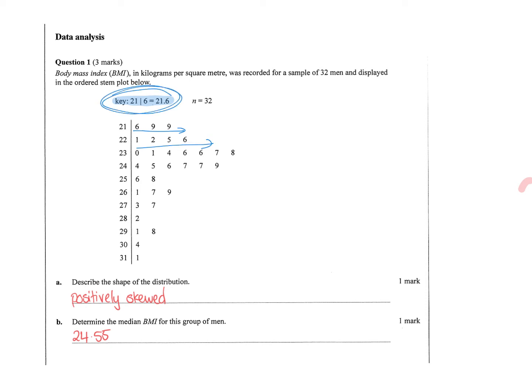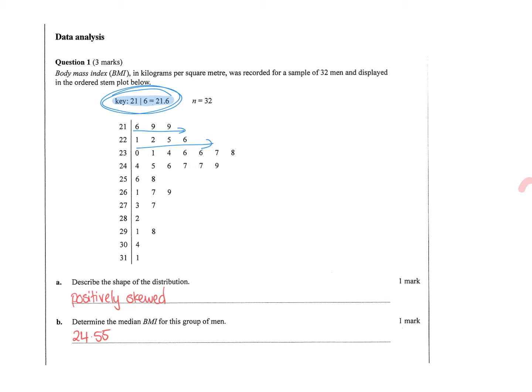But the key is very important, and in an exam, I would like you to go high. When you get a stem and leaf, go look at the key and circle it so that you're sure what it is. Because this one, actually, the leaf is a decimal place, okay? Just so that you're aware of that.